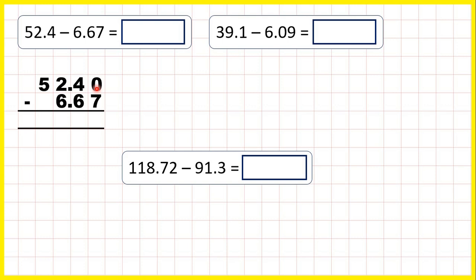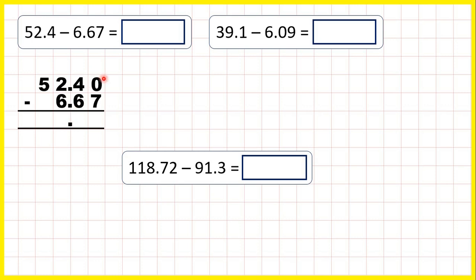Now we can write a 0 in this empty square, because 52.40 is the same as 52.4. Putting a 0 on the end of a decimal number doesn't change the number. All this 0 tells us is that we don't have any hundredths in our number. The other thing we need to do is copy the decimal point down into our answer, and I like to do that straight away so that I don't forget.